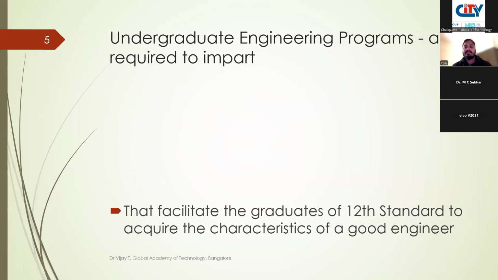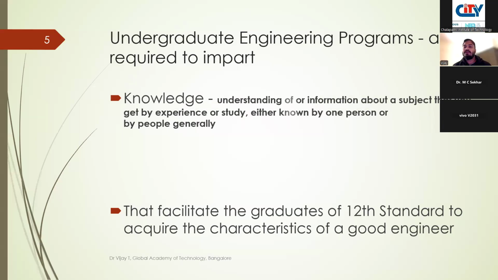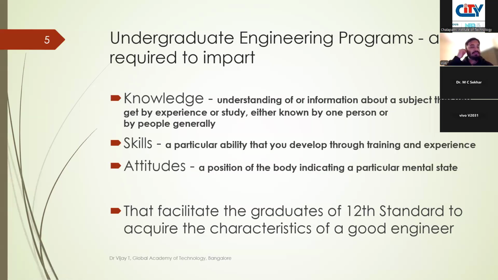So undergraduate engineering programs are required to impart three major aspects with respect to the 4 years of the degree program in UG under AICTE. The first is knowledge, the second is skill, and the third is attitude. Whenever we develop our course, we give course objectives and course outcomes. These course outcomes map to knowledge, skills, and attitudes, and we measure this knowledge, skill, and attitude with respect to various taxonomies.